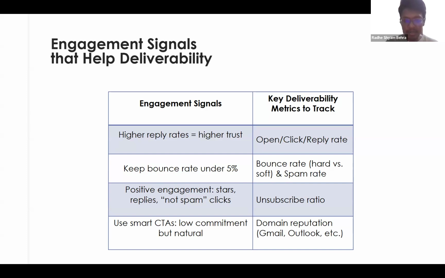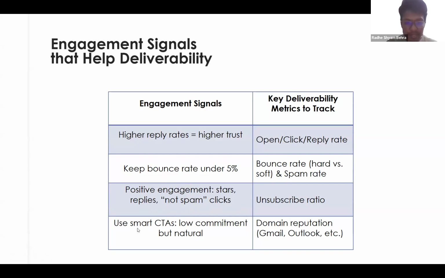Then we can talk about positive engagement. Positive engagement means people are bookmarking your emails, replying to your emails, and also marking your emails as not spam or clicking on your links in the emails. All of these are positive reinforcement for your email ecosystem, and it encourages the recipient servers to receive the email in their inbox.